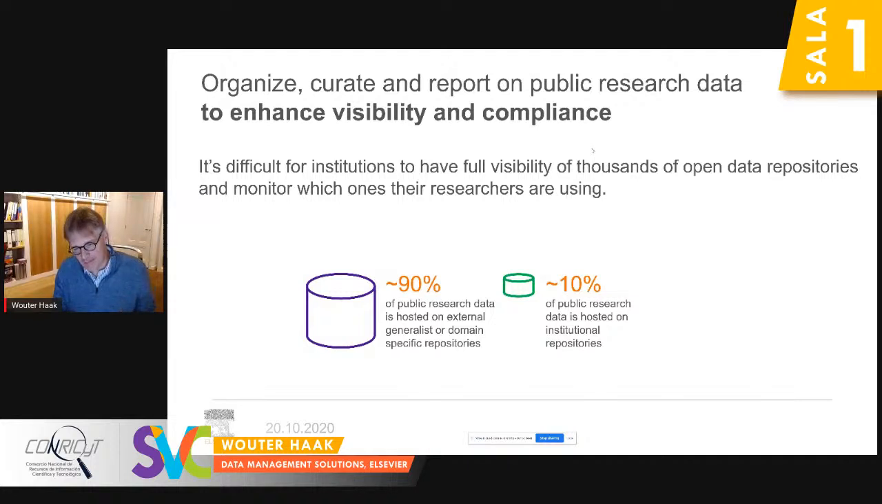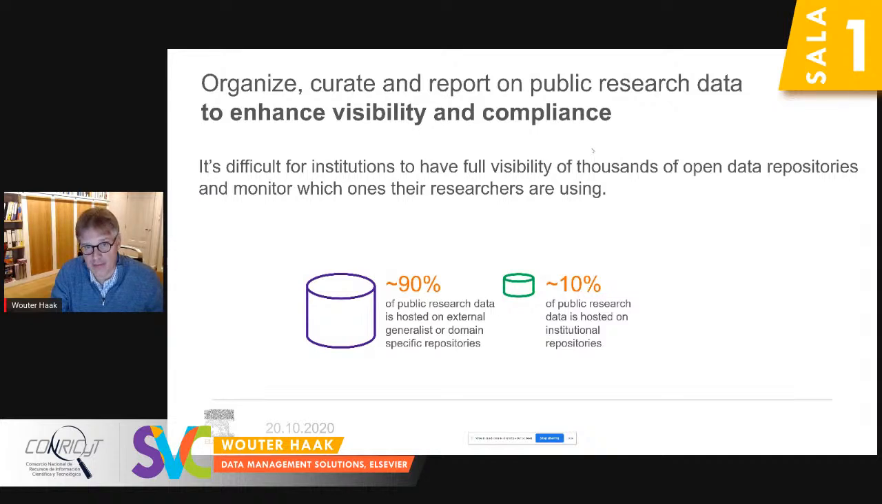But maybe when I say what we do, you understand why we charge. It's a lot of work. As an institution, 90% of your publicly available research data will be hosted on external subject or domain repositories, and only a small fraction will be hosted on your institutional data repository. So even if you have an institutional data repository, which is a good thing, there's a lot of data that you still may not know where it is.